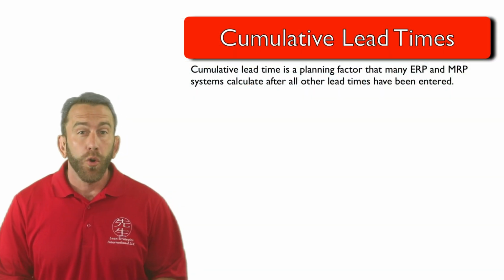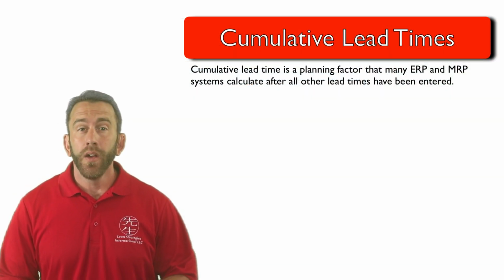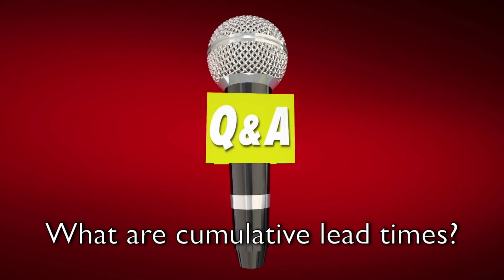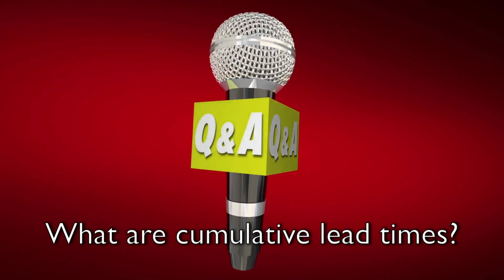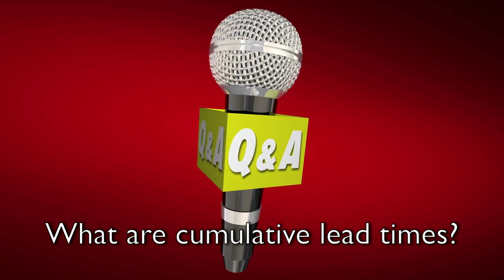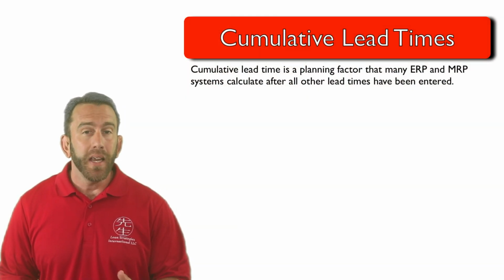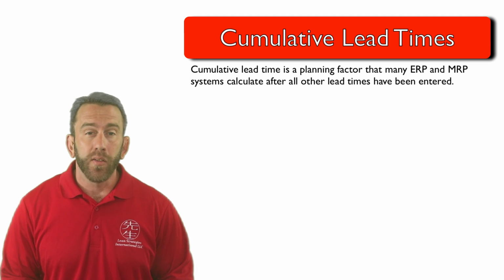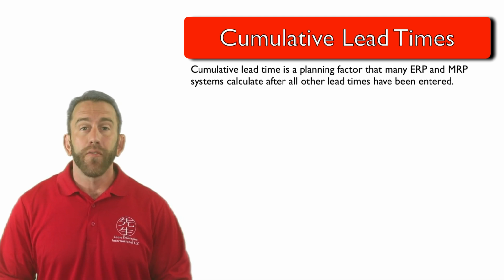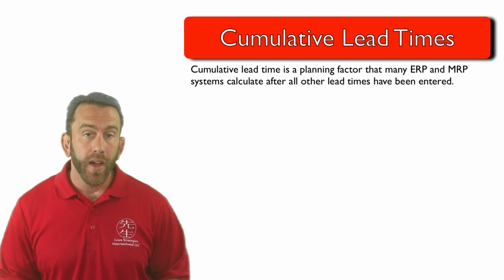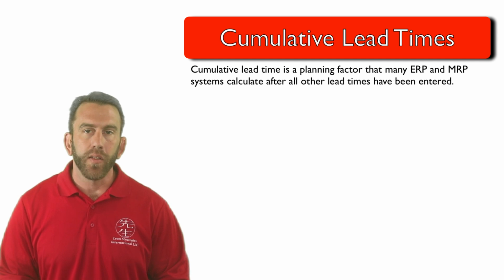In this module, we will quickly answer the question, what are cumulative lead times in the world of material requirements planning? Cumulative lead time is a planning factor that many ERP and MRP systems calculate after all other lead times have been entered in the system.